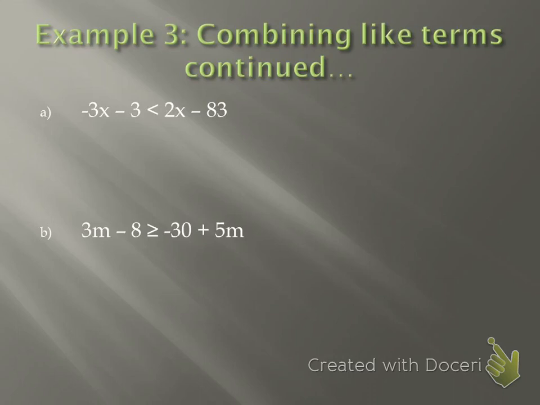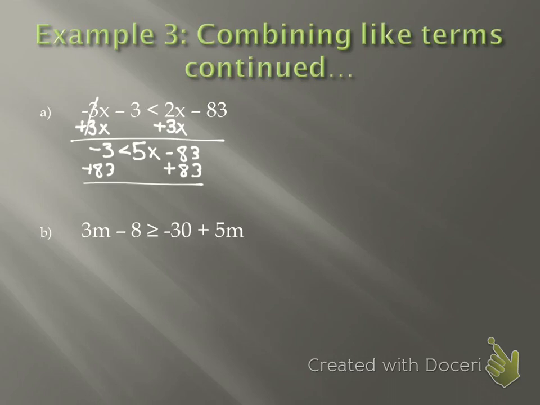How do I get rid of negative 3? I add 3. Okay, and now I have negative 3 is less than, what's 2 plus 3? 5x minus 83. Now I add 83. Why do we add 83? Because you have to cancel it out. You have to get the variables on one side. 80 is less than 5x.